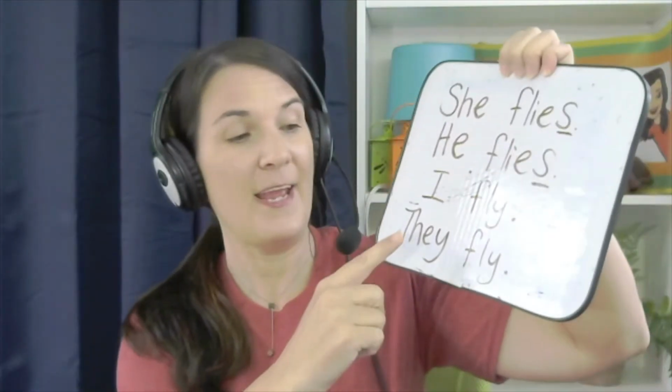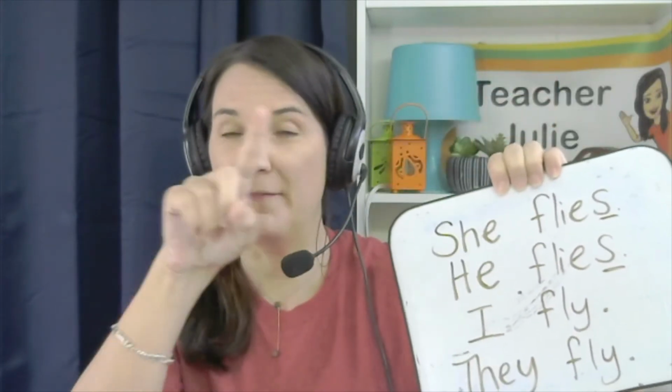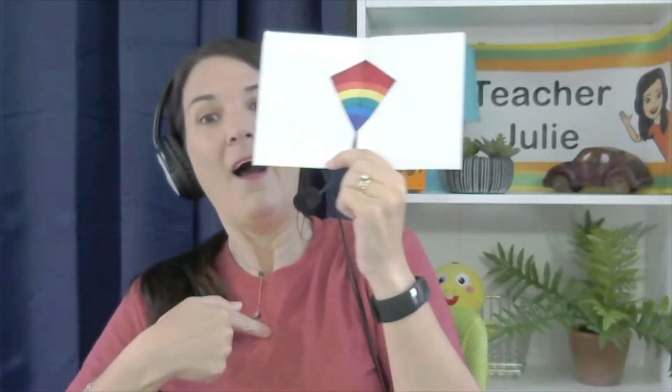The next one is they. Who flies a kite? They fly a kite. They fly. Get them to drag fly into that blank. And the last one says I. So again, who flies a kite? I fly a kite. And see if they can drag fly into the blank. Each time you are getting them to repeat back these sentences. She flies a kite. They fly a kite. I fly a kite.